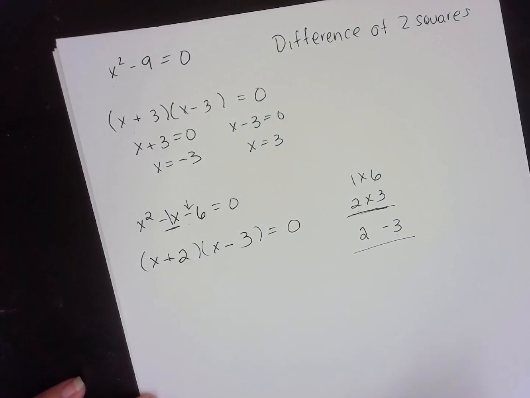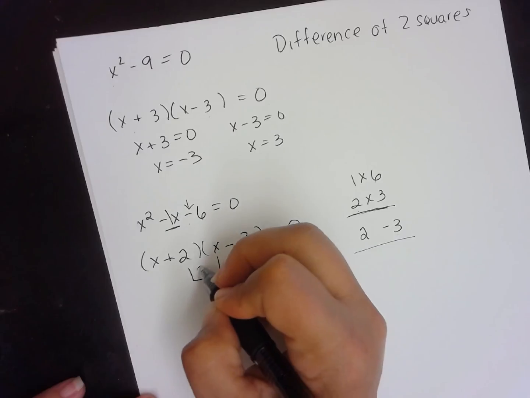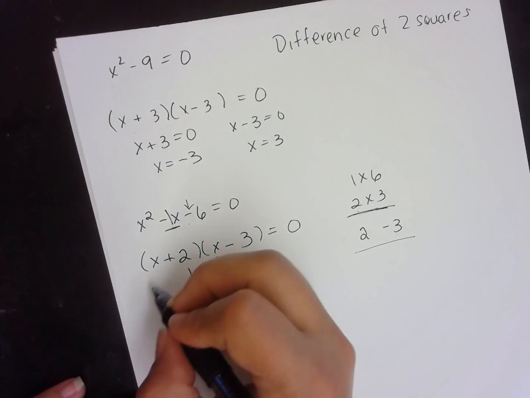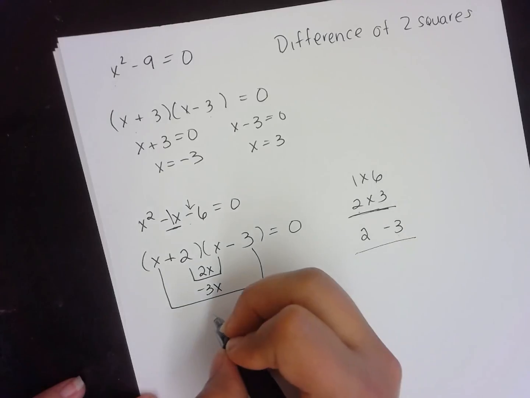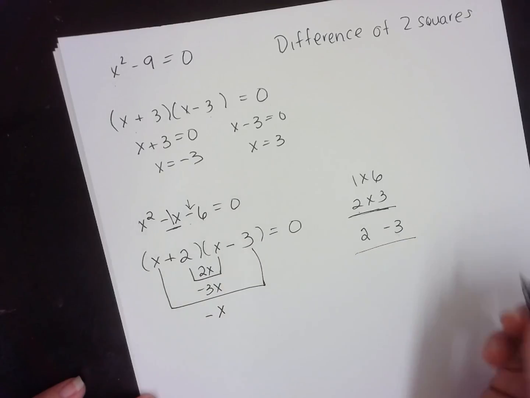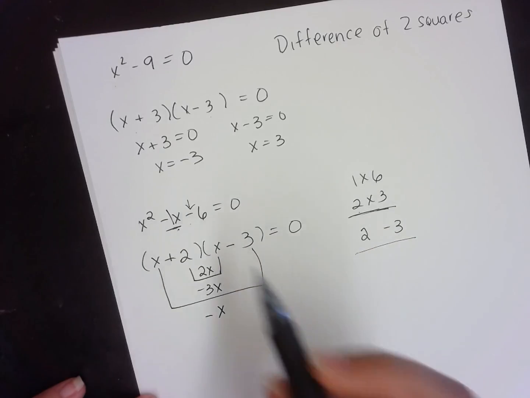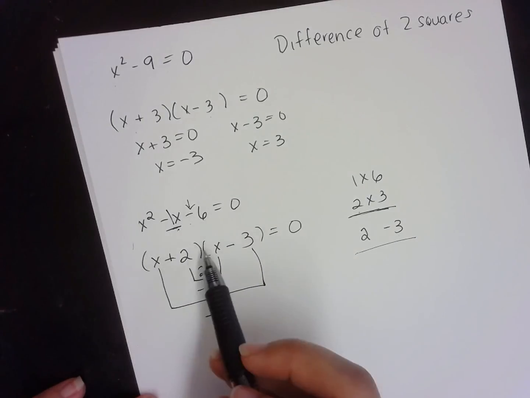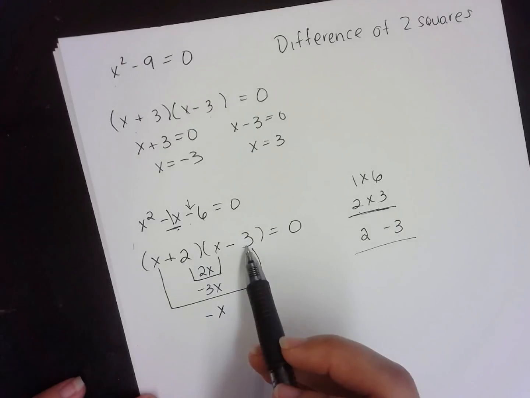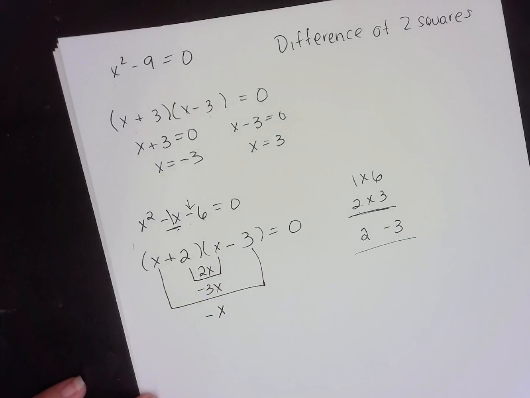And if I want to just double check quickly, I multiply these two together, I get 2x. I multiply these together and I get minus 3x. And this gives me negative x overall when I add them together, which is my middle term. The outer and the outside, those are really easy to check, right? Because x times x is x squared. Positive 2 times negative 3 is negative 6. So usually the one that we're most worried about is the middle term.